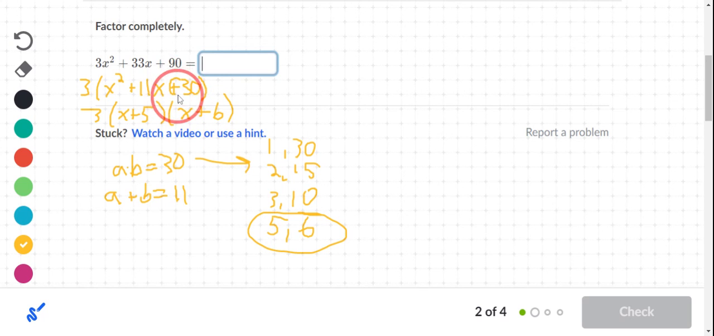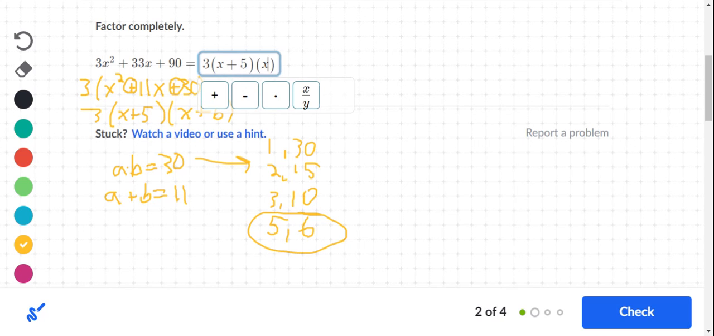Remember, check your signs, right? It has to multiply to equal positive 30 and add up to positive 11. Again, the order doesn't matter. If I want to write x plus 5 first or x plus 6, it doesn't matter.